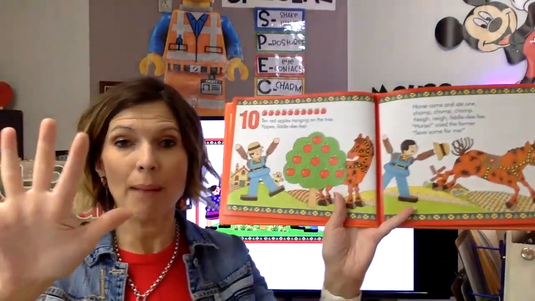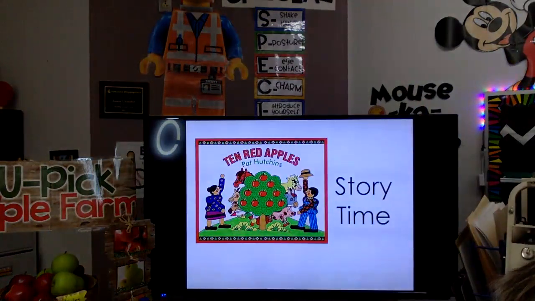Okay, so there were 10 red apples. 10 red apples, put it on your hands. And then horse ate one, so now there's how many? Count it up. See how many you count.